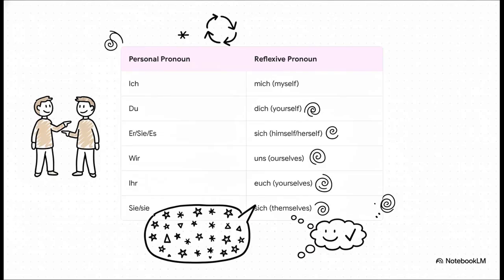So how do we actually do this in German? Well, just like we use myself or yourself, German has its own set of reflexive pronouns. For "ich," I, you use "mich." For "du," you, it's "dich." And here's a little shortcut for you. "Sich" is a multitasker. It works for he, she, it, and they. Nailing these little words is really the first big step to sounding way more natural.